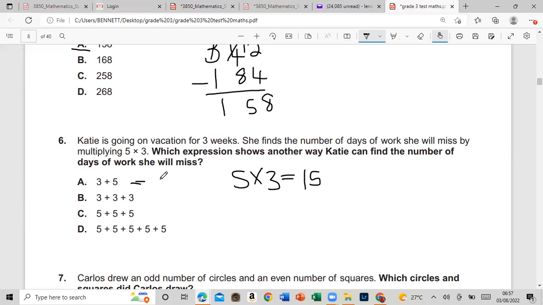All right, so 3 plus 5, that's 8 and 9. And then this is the C. Learn to read the question very carefully and stuff.